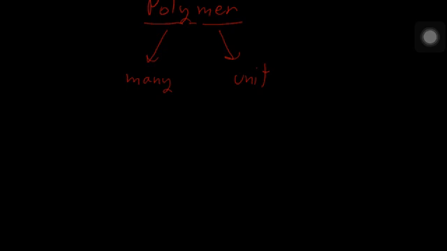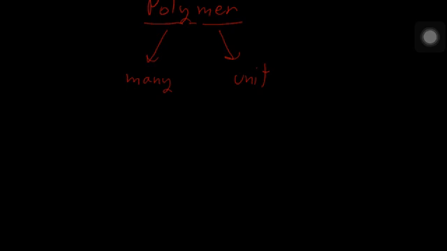To understand the word polymer, it comes from two words. The first one is poly. The meaning of poly is many. The other word is mer. Mer means unit. So polymer means many units linked together.